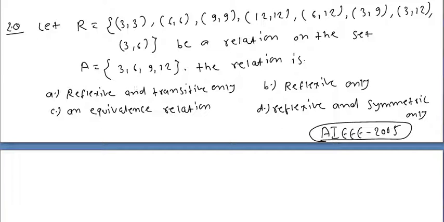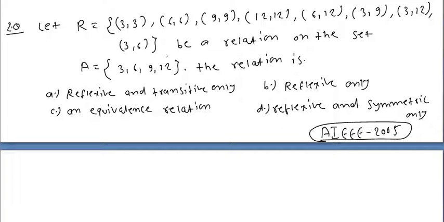Now to check transitivity, what is the condition? If (a, b) belongs to the relation, then (b, a) must belong to the relation; then the relation is called symmetric. And also, if (a, b) belongs to the relation and (b, c) belongs to the relation, then (a, c) must belong to the relation. If (a, b) belongs to the relation and (b, c) does not belong to the relation, then there is no condition for transitivity. It will be a transitive relation.